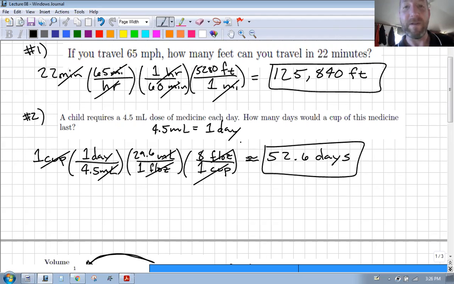You know, if anything, you'd want to round down to 52. At 4.5 milliliters a dose, 1 cup won't last 53 days. It'll only last 52.6. So if you're going to round your medicine, I'd round down to make sure that you have more than enough, right?